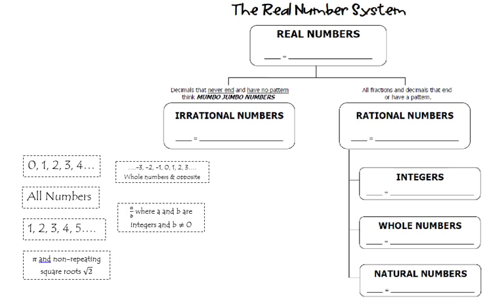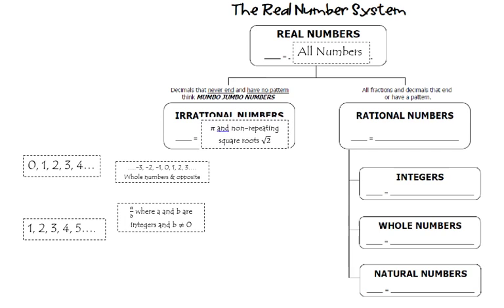Irrational numbers are decimals that never end. They have no pattern. So you have to think mumbo jumbo numbers. They go on forever and they make no sense. There's no pattern to it. And then we have rational numbers, and these are all of our fractions and decimals that end or have a pattern. So real numbers, again, are all the numbers that we're going to talk about this year. Irrational numbers are numbers like pi and non-repeating square roots, like the square root of 2.